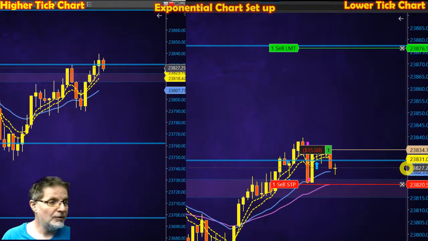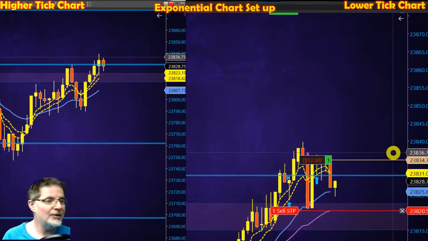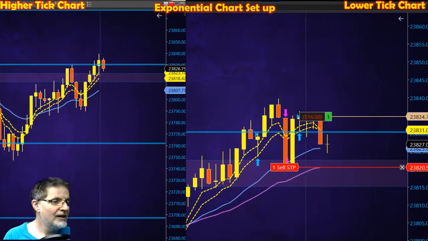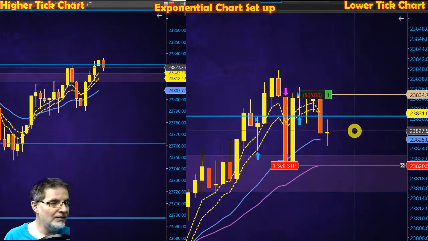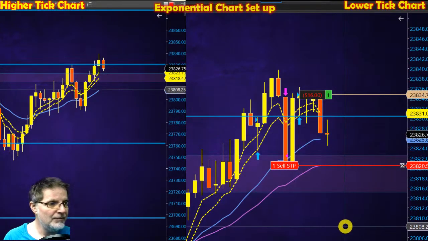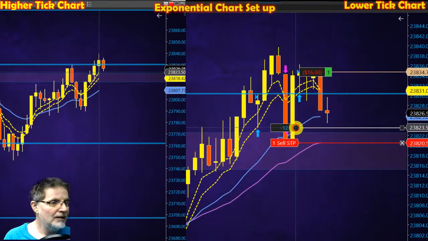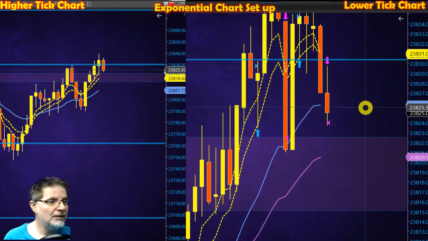You don't really want it to close below the momentum lines. Maybe that's where my stop should be. Yeah, and then get in down here. If it dips and turns, I'm getting out right there. If it goes lower, stop there. Filled. There you go.